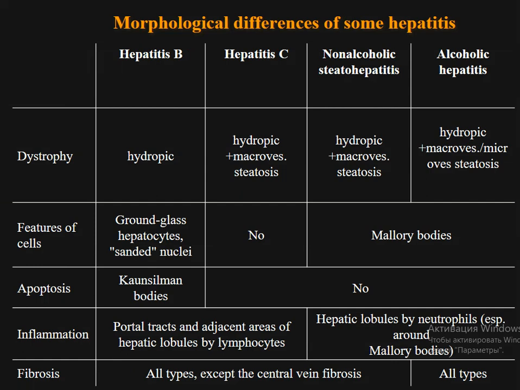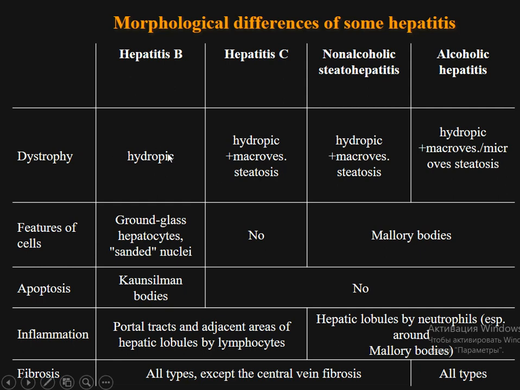During the lecture, unfortunately, we don't have a lot of time to discuss the morphological features of all hepatitis. We will do it during practical classes, but I want to focus your attention on some morphological differences of some hepatitis. As you can see here, we talk about viral hepatitis B, C, and non-viral hepatitis, non-alcoholic steatohepatitis, and alcoholic hepatitis. Which types of dystrophies or degeneration are typical for all these hepatitis?